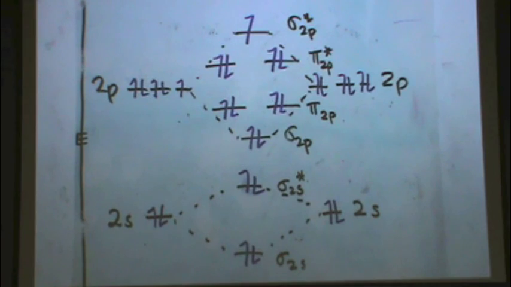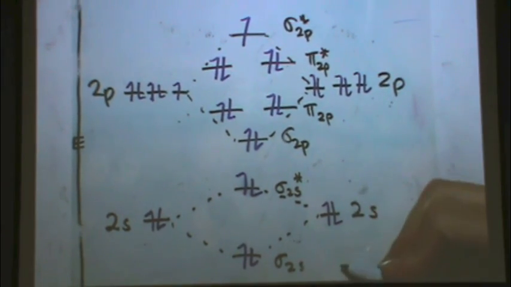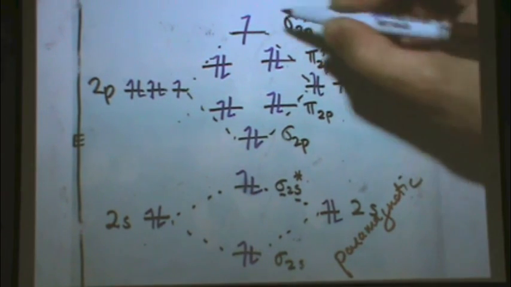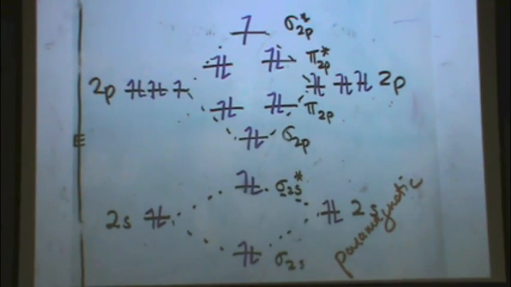Para or diamagnetic? Yep, you got it. Paramagnetic, because of that one single unpaired electron right there.